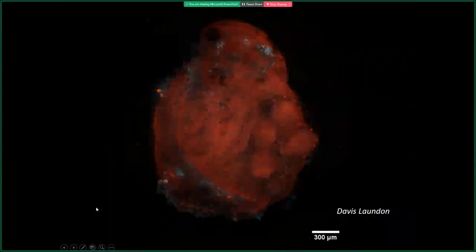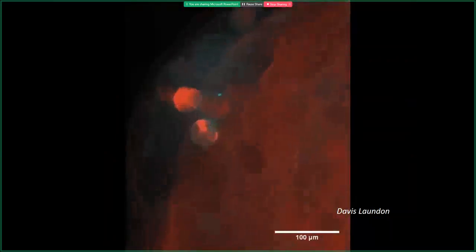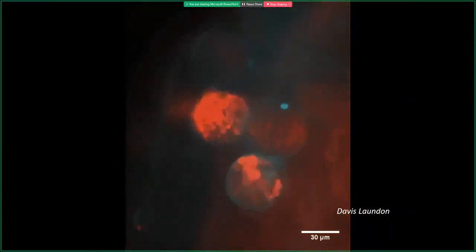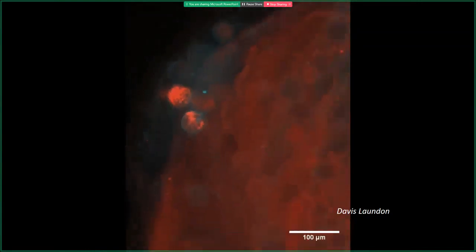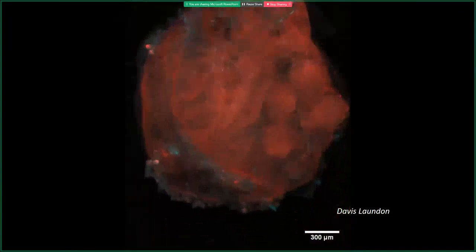Whoops, sorry. Here we go. So zooming right in onto single cells of the Chytrid fungus. And you can see how the scale bar's changing at the bottom.